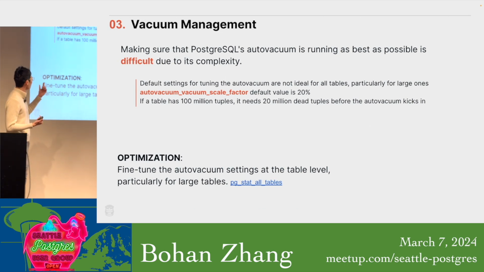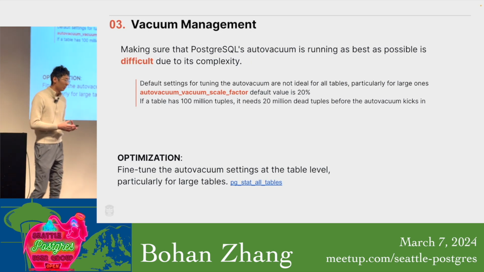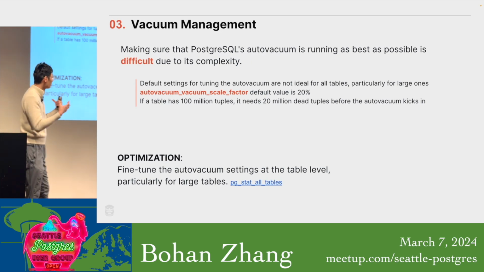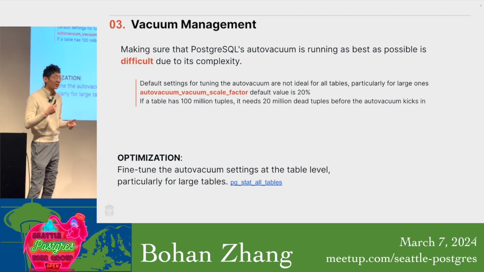The autovacuum scale factor default value is 20%, which means if you have 20% dead tuples in your table, autovacuum will be triggered. But for large tables, it's not good enough. Let's say you have 100 million tuples, so it needs 20 million dead tuples before autovacuum kicks in. So there are lots of dead tuples before autovacuum kicks in for large tables.